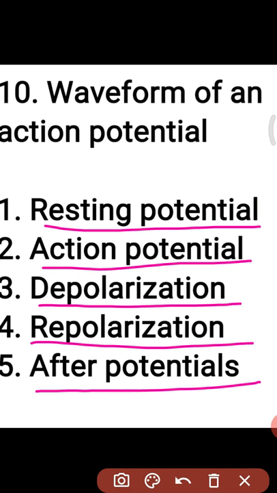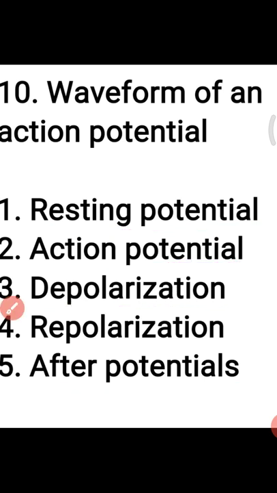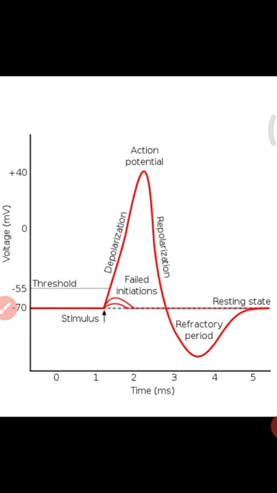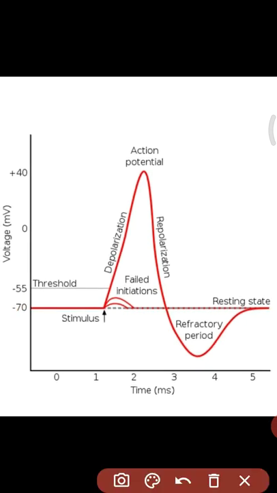Now we will move on to the waveform of the action potential. In this waveform, the x-axis is the time period in milliseconds, and the y-axis is the voltage in millivolts.